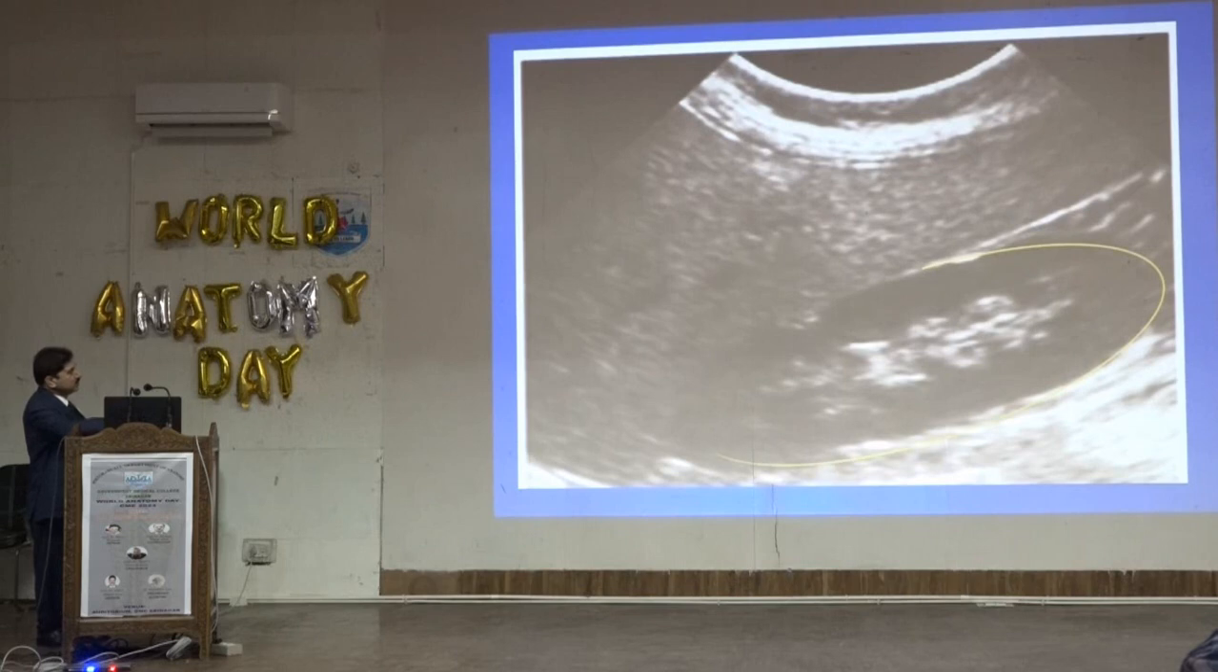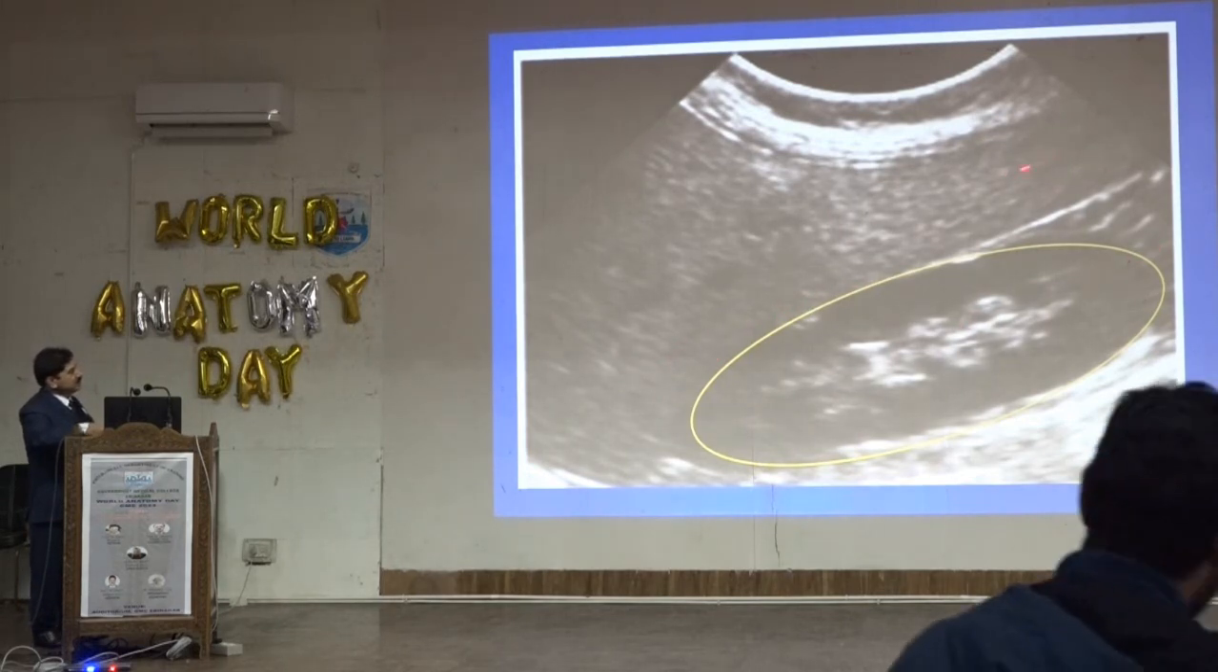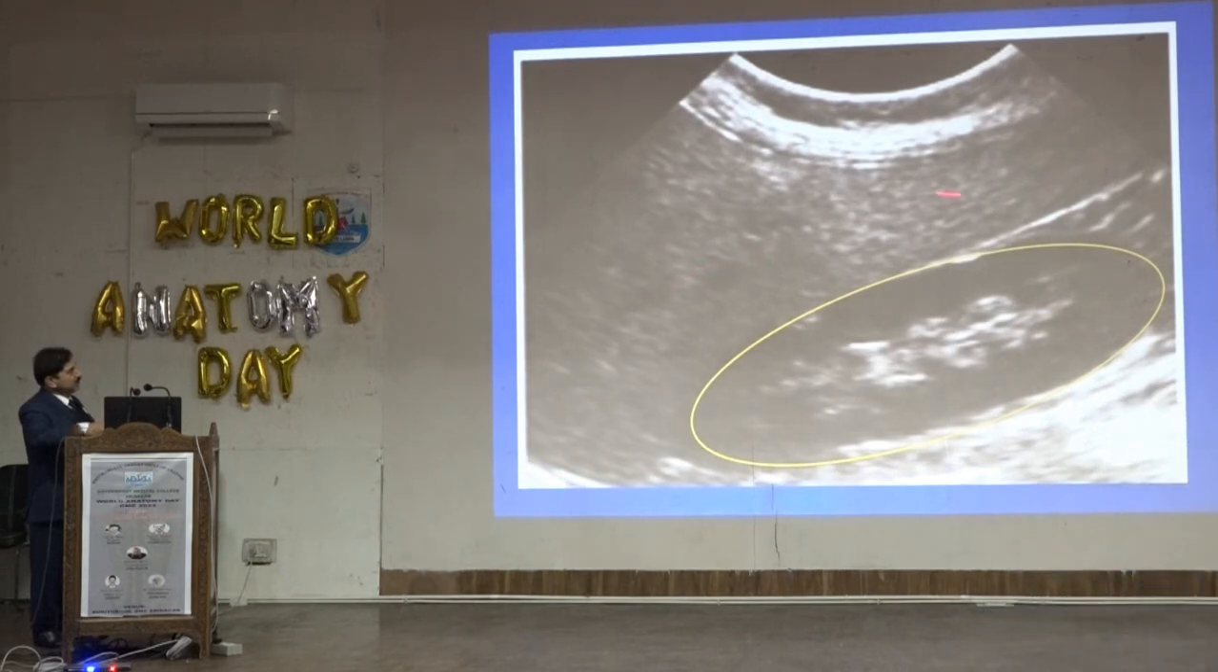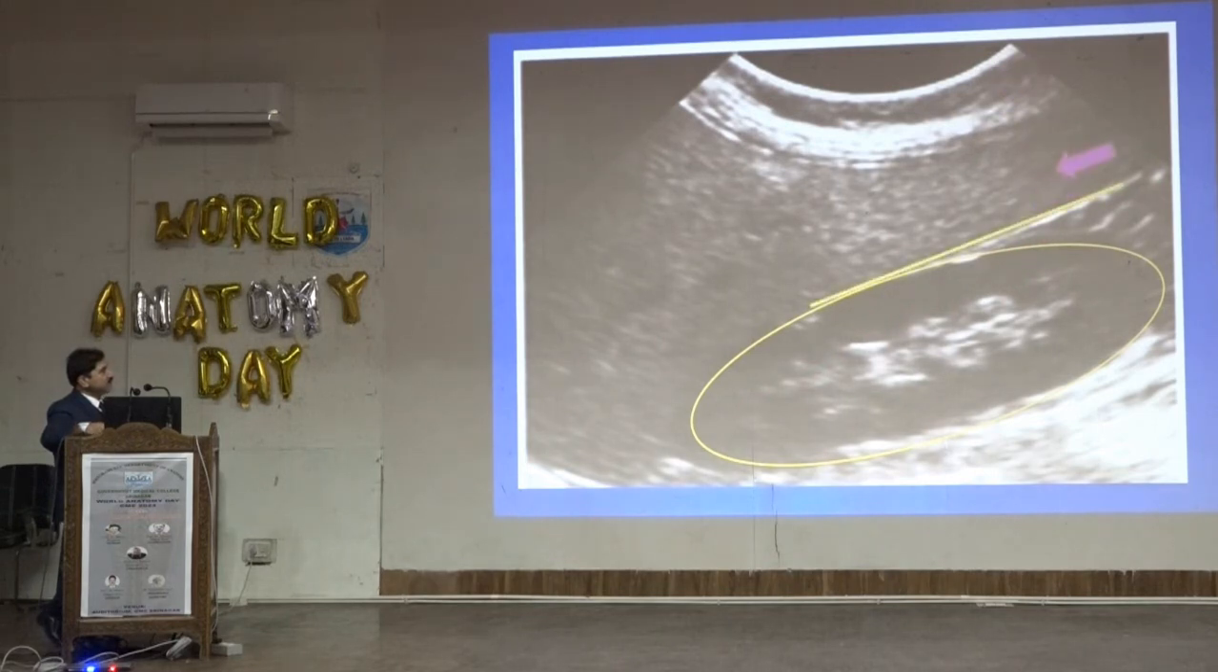Normally this is again a section of the liver where we can see the hepatorenal pouch of Morrison. This is the right kidney, longitudinal section, and this is the right lobe of the liver. Between the undersurface of the right lobe of the liver and the anterior surface of the right kidney lies the hepatorenal pouch of Morrison. Since both the inferior surface of the liver and the anterior surface of the kidney are covered by peritoneum, it gives a glistening appearance. So this is Morrison's pouch.